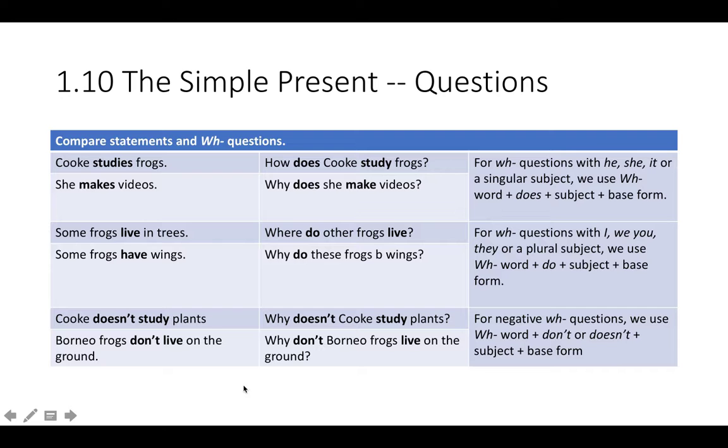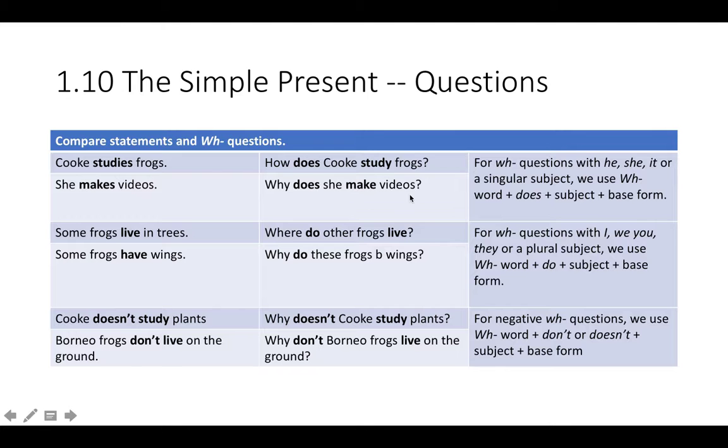Now this is what it looks like when you ask a question with a WH word. When I talk about a WH word, I mean who, what, when, why, those words. Okay, so here's a statement. Cook studies frogs. Okay, and here is one of these helping verbs. We call how a WH word, even though it begins with H. How does Cook study frogs? And the word order is the WH word plus does, the subject, and the base form.